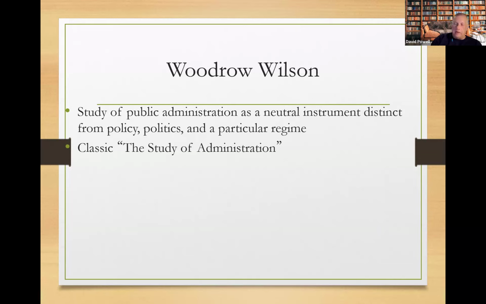So let's take a break until about 5:30. When you come back at 5:30, we'll get into a discussion of Woodrow Wilson and this whole thing known as the politics-administration dichotomy, and talk a bit about why the politics-administration dichotomy is not nearly as true today as it was back in 1887 when it was first created by Woodrow Wilson. So take a break until 5:30 and then come back and we'll talk Woodrow Wilson and the politics-administration dichotomy.